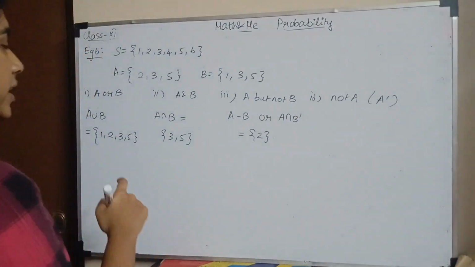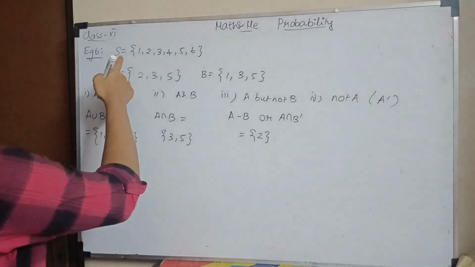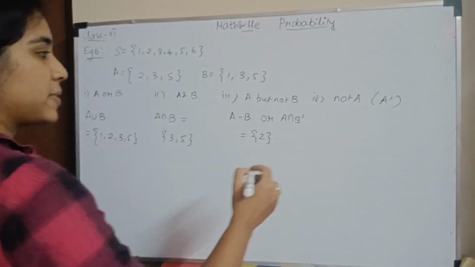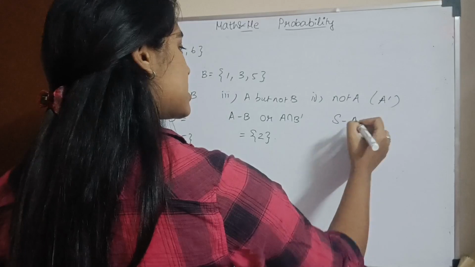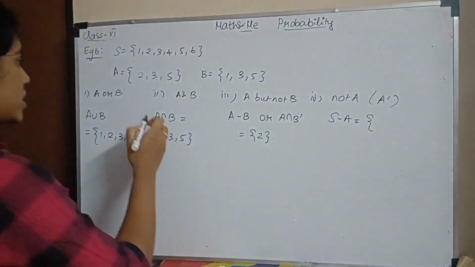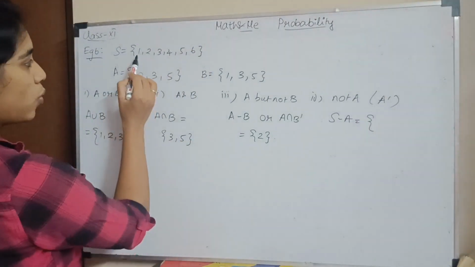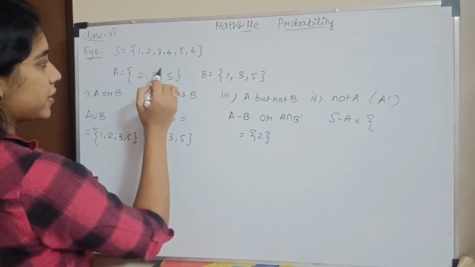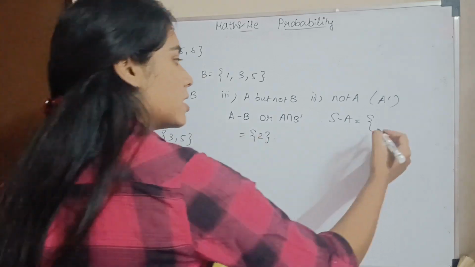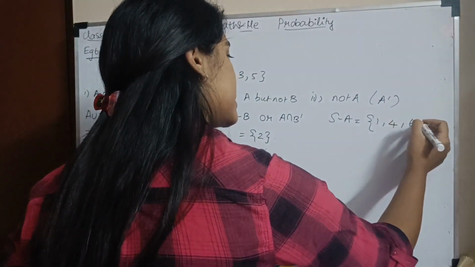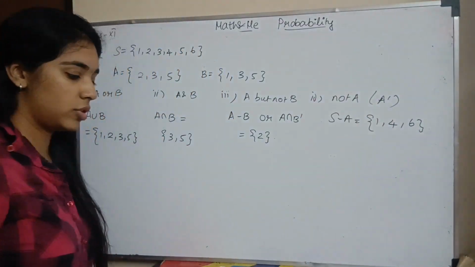இப்போ இந்த இடத்துல not A. What is not in A? It is S minus A. Sample space minus A is nothing but what is in your sample space and not in A? 2 irukku, 3 irukku, 5 irukku. So it's 1, 4 and 6. So 1, 4 and 6 is not A. Okay.